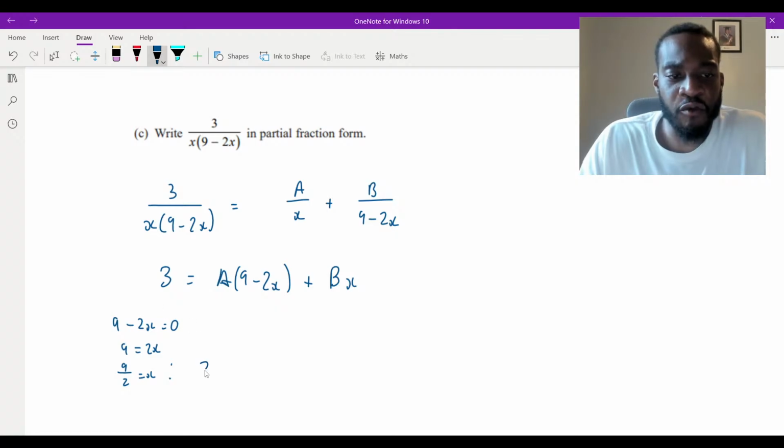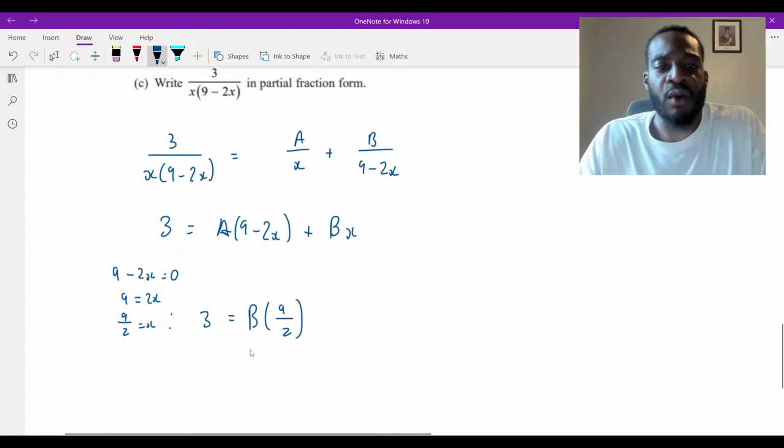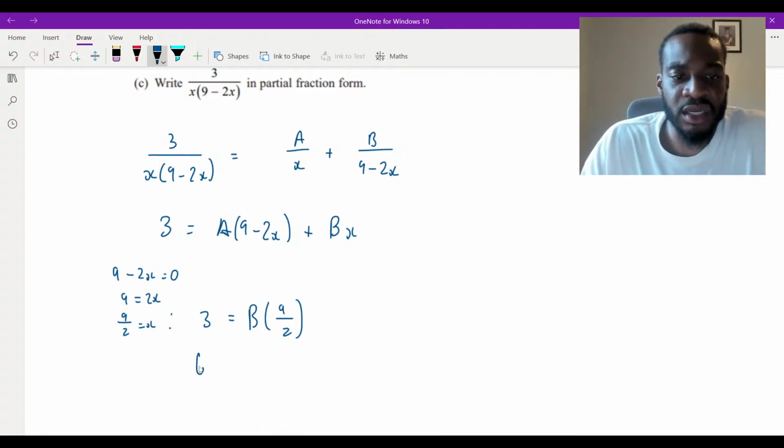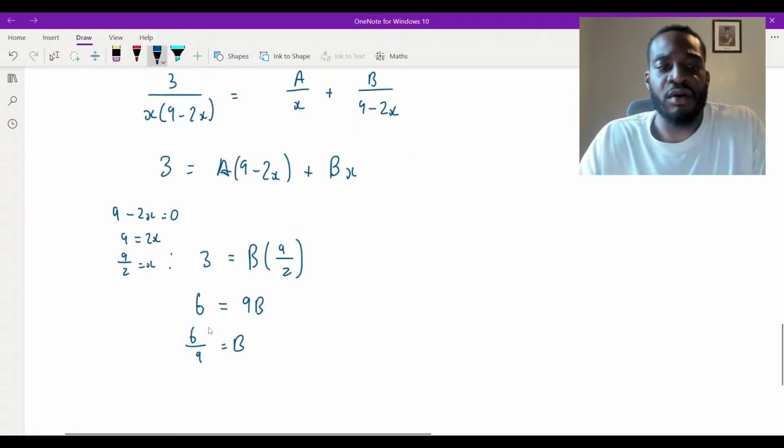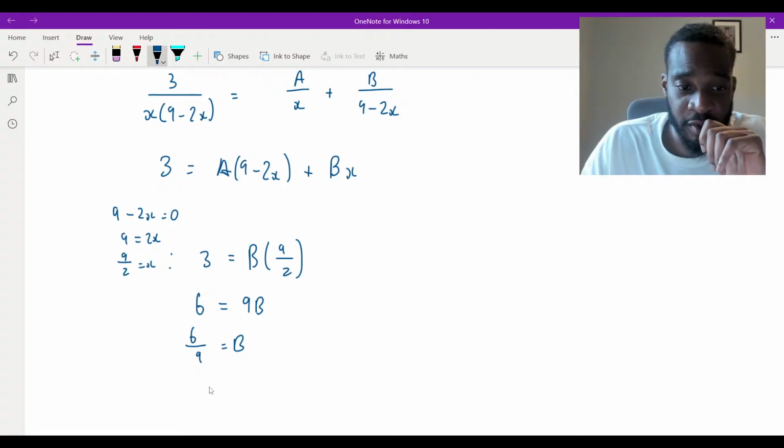So that way I'm going to have 3 is equal to, that will disappear, b times 9 over 2, like that. And then I'm going to times that by 2. That's going to be 6 is equal to 9b. So 6 over 9 is equal to b. So divide top and bottom by 3, it's going to be 2/3. So b is equal to 2/3, right?